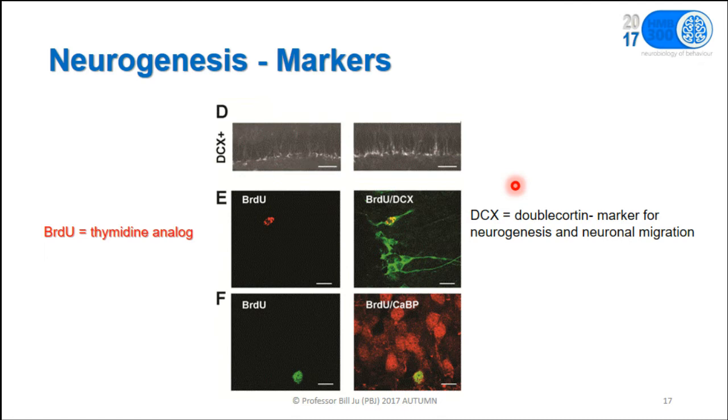There's one other aspect that I need you to be aware of because I'm going to talk to you about this in a few moments. We can also inject a substance known as BrdU, and BrdU is a thymidine analog. Do you remember in Biochem 210 you learned about DNA synthesis?